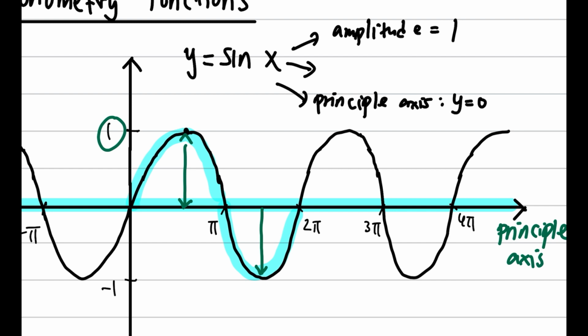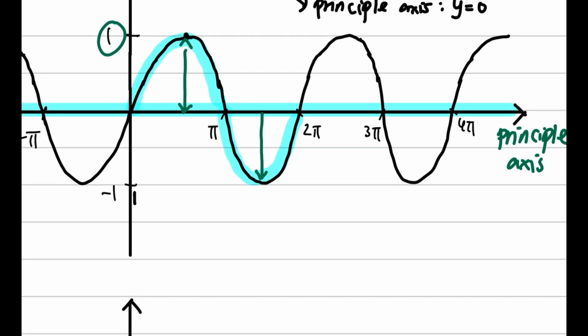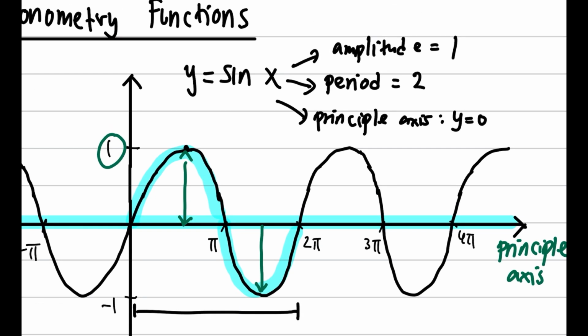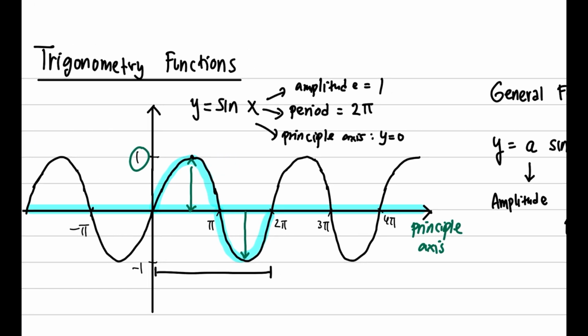Now, let's see the third one. We have something called period. The period is the horizontal distance for one wave. Once again, one wave consists of one hill and one valley. So from 0 to 2 pi for sine x. That means the period for sine x is 2 pi. The amplitude is 1, period is 2 pi, principal axis is y equals to 0.